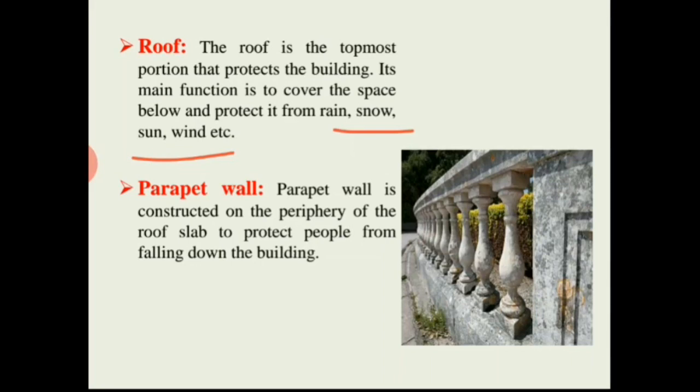Now next is parapet wall. A parapet wall is constructed on the periphery of the roof slab to protect people from falling down from the building. You can see this is the figure of a parapet wall.